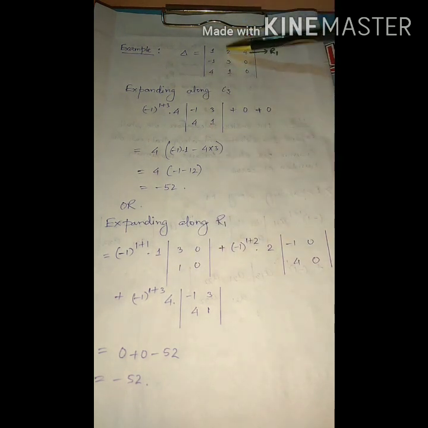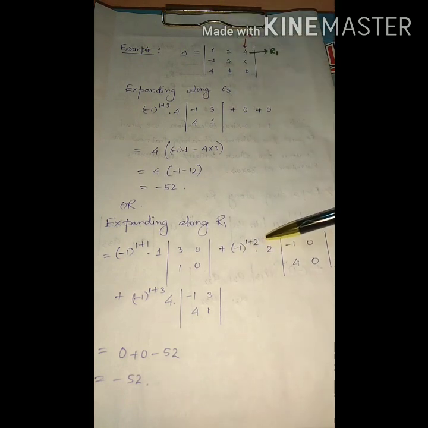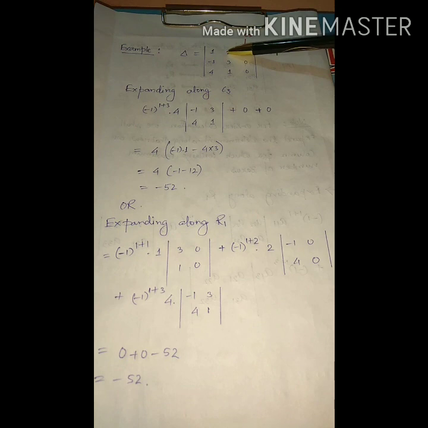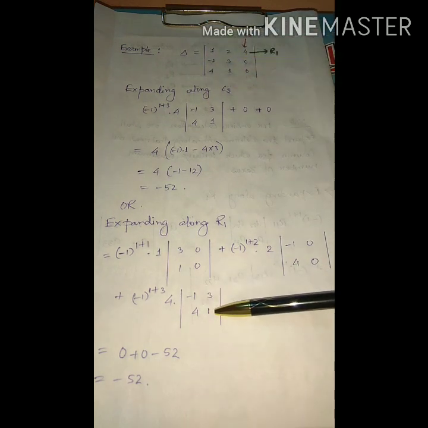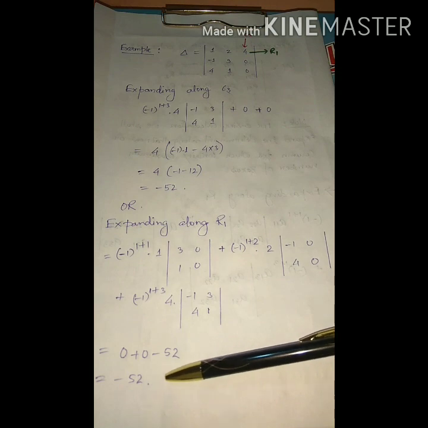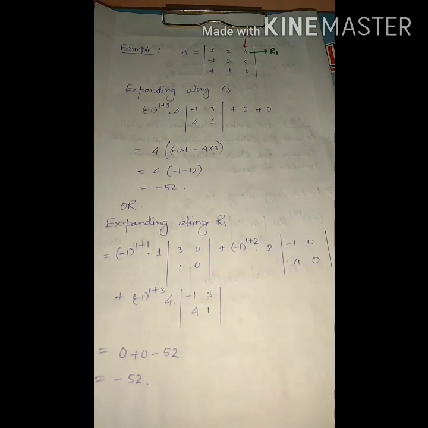Then 2. What is the position of 2? First row, second column. So that's why minus 1 to the power 1 plus 2. Then we write 2 into 2, and then this to eliminate we put this. In this way we write. So here also what we get? The answer is minus 52.